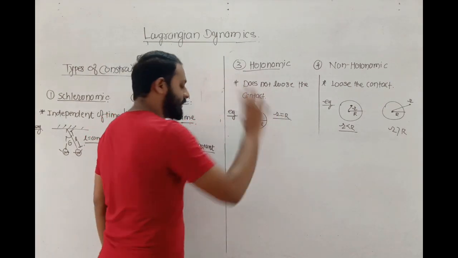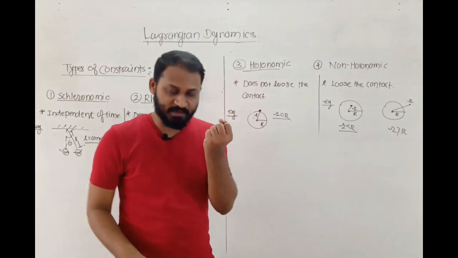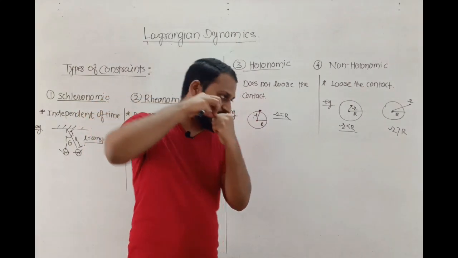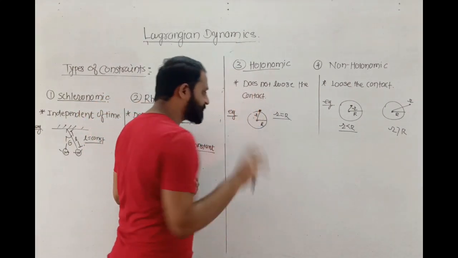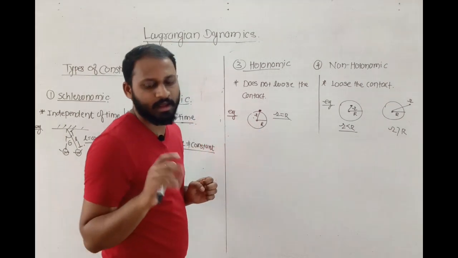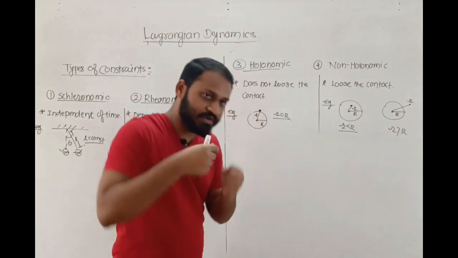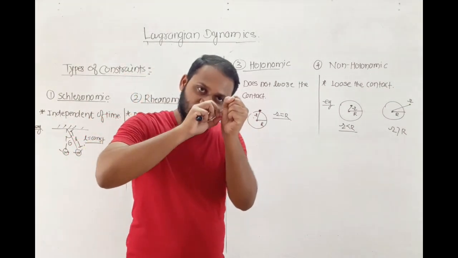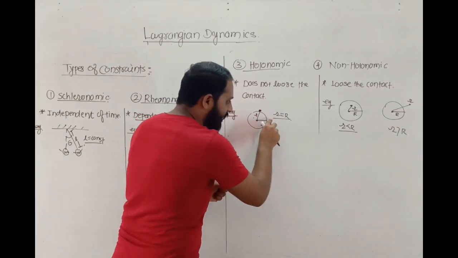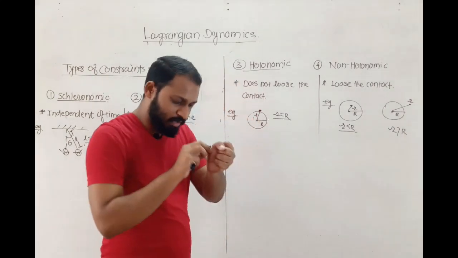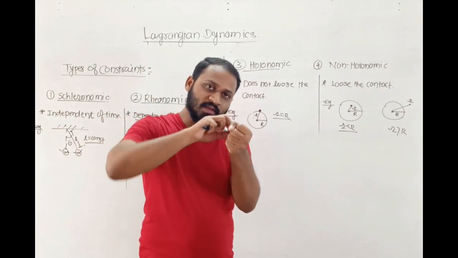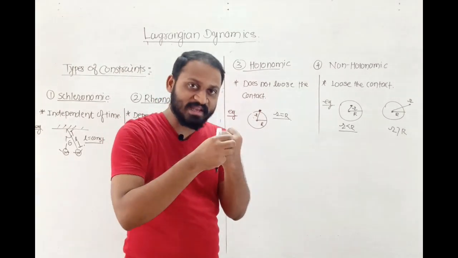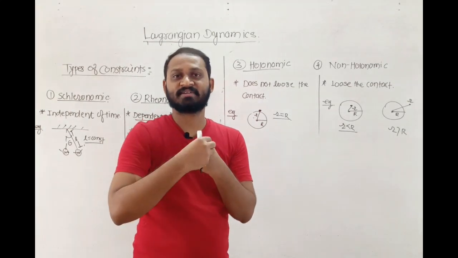Does not lose the contact. If I consider a sphere, and there is a particle on that sphere, the radius of that sphere is a capital R. Now if I consider a particle constrained to move on that sphere, the position of that particle, small r, will be equal to capital R, because that particle is constrained to move only on that sphere. That particle does not lose the contact, it is continuously moving on that sphere.